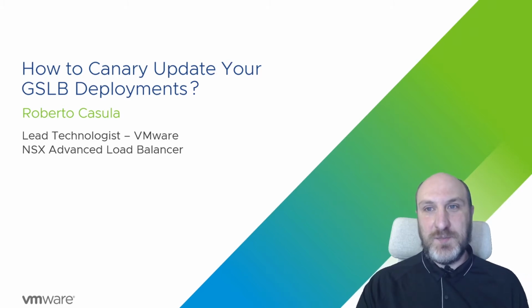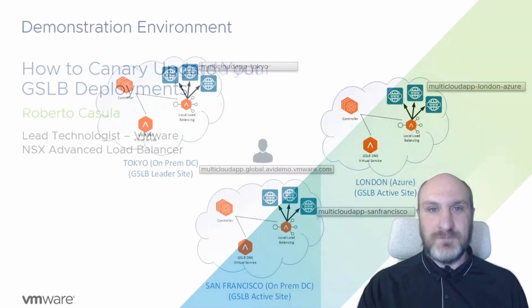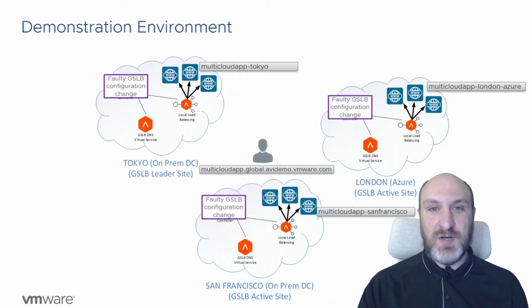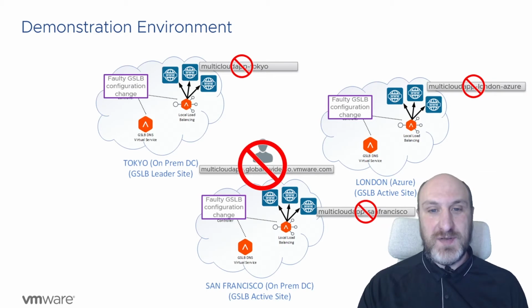Today, we're going to cover the topic, how to canary update your GSLB deployments. A common issue when deploying GSLB is the potential for a global application outage caused because a faulty GSLB configuration change replicates automatically to all sites. With AVI's canary update feature, we can avoid this problem. In this demo, we're going to see how this is achieved.